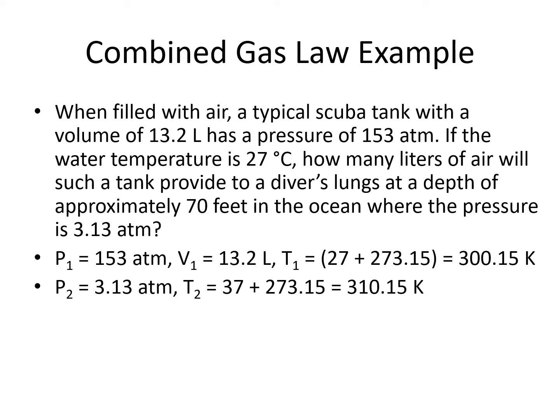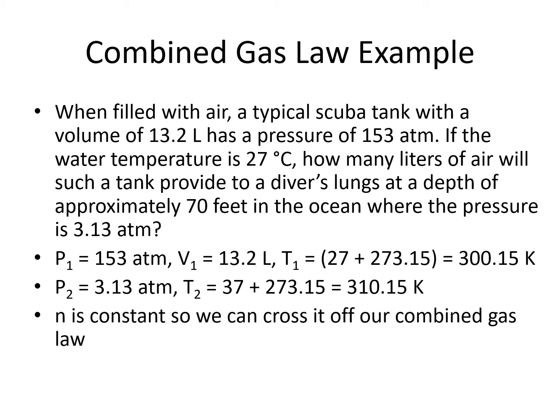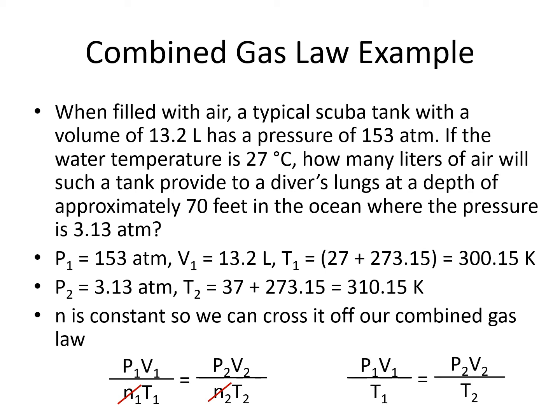That body temperature of 37 degrees Celsius is one of the ones I mentioned in Chapter 1 that you should know. We're going to assume that none of the air escapes on the way from the tank to the diver's lungs, so N, which is moles, is constant. We're going to cross off N from both sides of our combined gas law. After crossing off N, we're left with P1 V1 over T1 equals P2 V2 over T2.